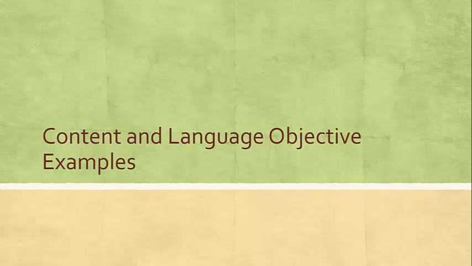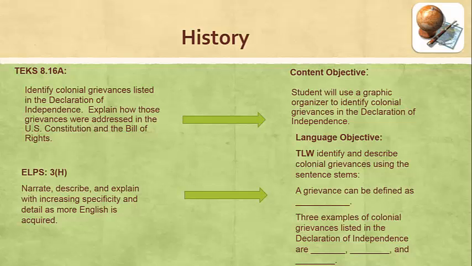Here are some examples of some content and language objectives. An example in history. As you can see, the TEKS is 8.16A, to identify colonial grievances listed in the Declaration of Independence. Explain how those grievances were addressed in the U.S. Constitution and the Bill of Rights.